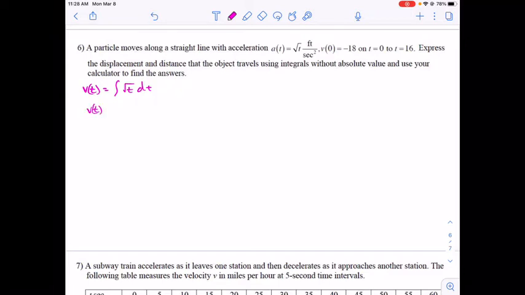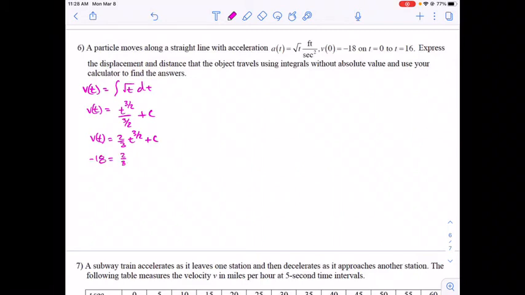So v of t is equal to, now if we evaluate this, remember this is t to the 1/2. So we're going to add 1, which gives us 3/2, and then we're going to divide. So this becomes t to the 3/2 divided by 3/2, plus c, which gives us v of t equal to 2/3 t to the 3/2 plus c. Now, we said that when time is equal to 0, the velocity is going to be -18.